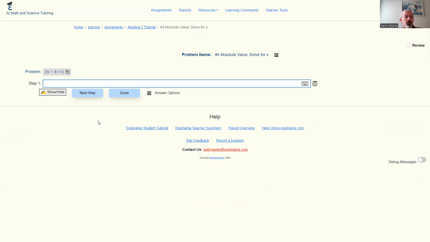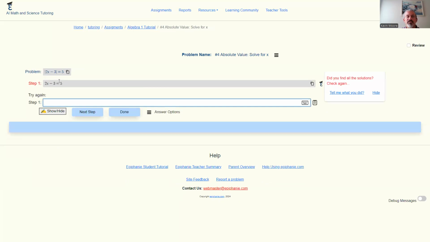Okay, for this next problem, we're going to work on an absolute value problem. And I'm going to start this out and just say, okay, absolute value of 2x minus 3 equals 5. Oops, I only got one of the solutions. It's going to point that out to me. I'll have to try that again. I'm not going to worry about that for now. I know what I did.